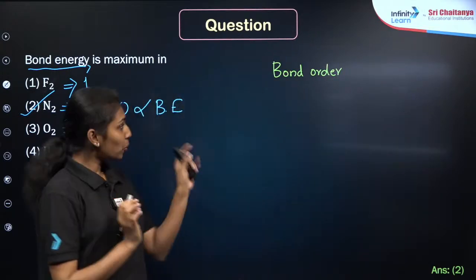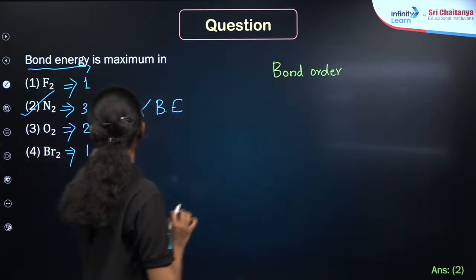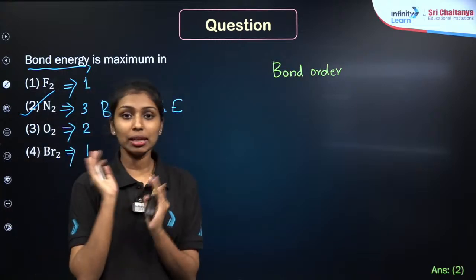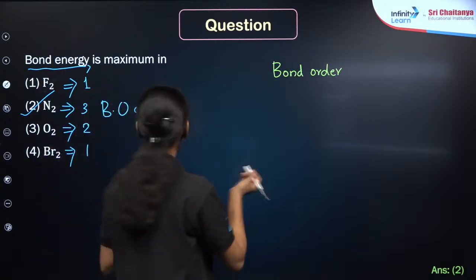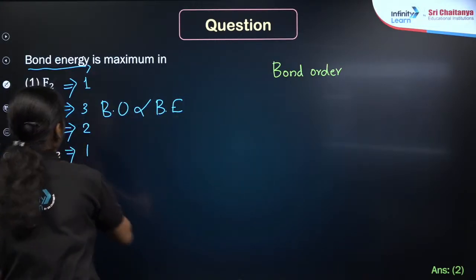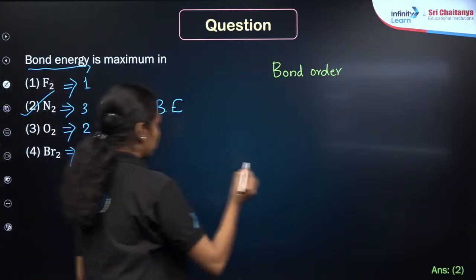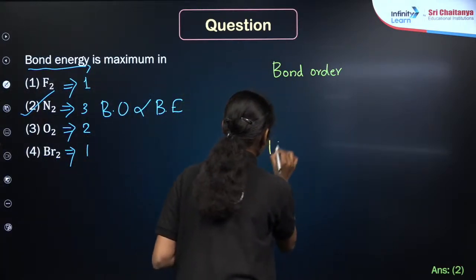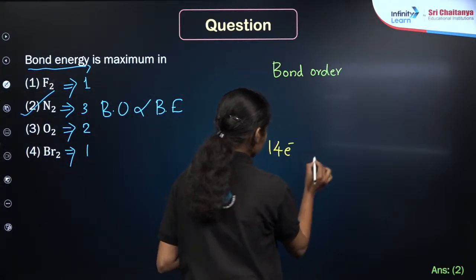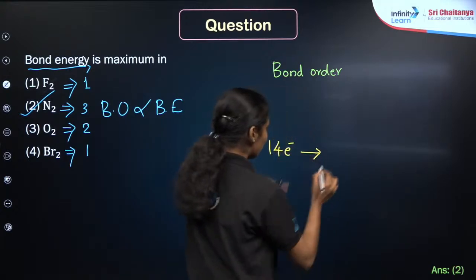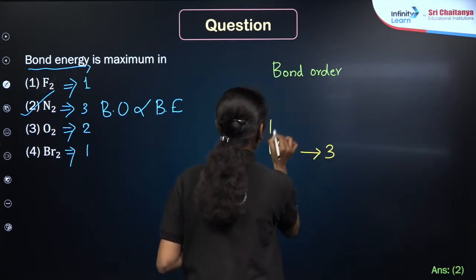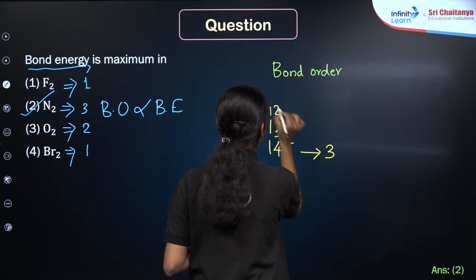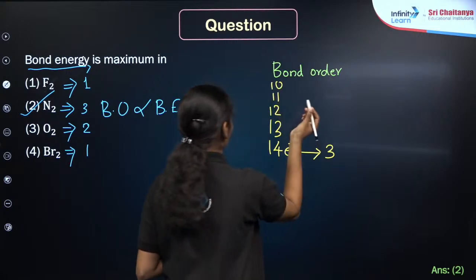Okay, there is one more trick you have to memorize to calculate the bond order without doing the molecular electronic configuration. For example, if I take this as our total number of electrons, then its bond order will be 3, right? Now you take 13, 12, 11, 10.